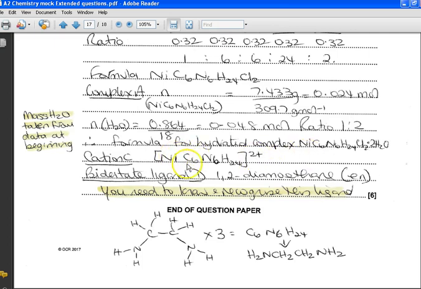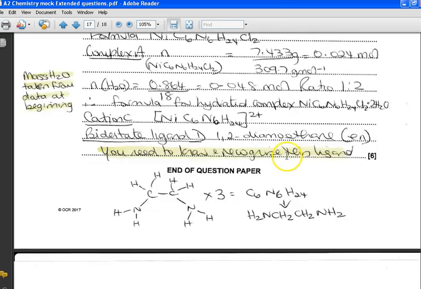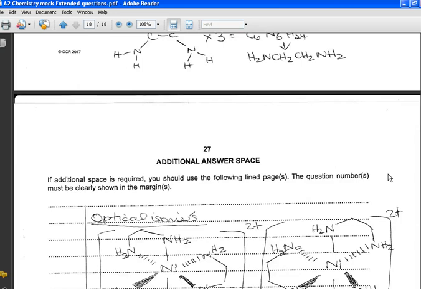Hopefully, you have to make that jump here. There are certain ligands that you need to know in the formula, so it's only a couple of them. 1,2-diaminoethane, yeah. And this is what it looks like, and this matches very nicely with this formula, because there's 3 of them, don't forget, we've got a 6 coordinate.